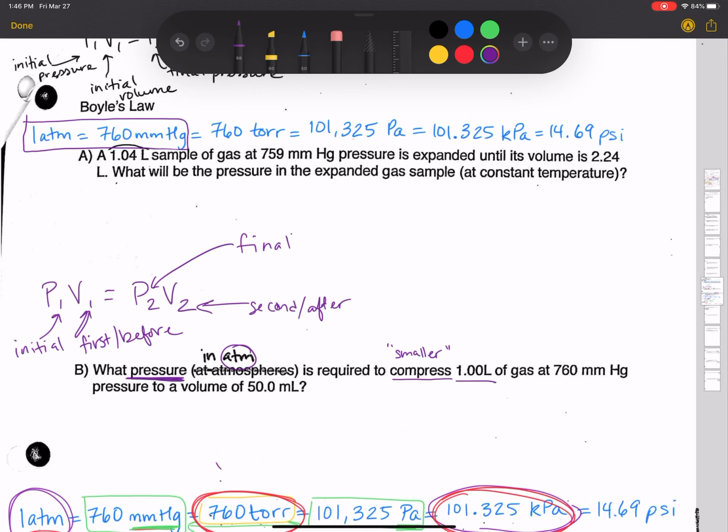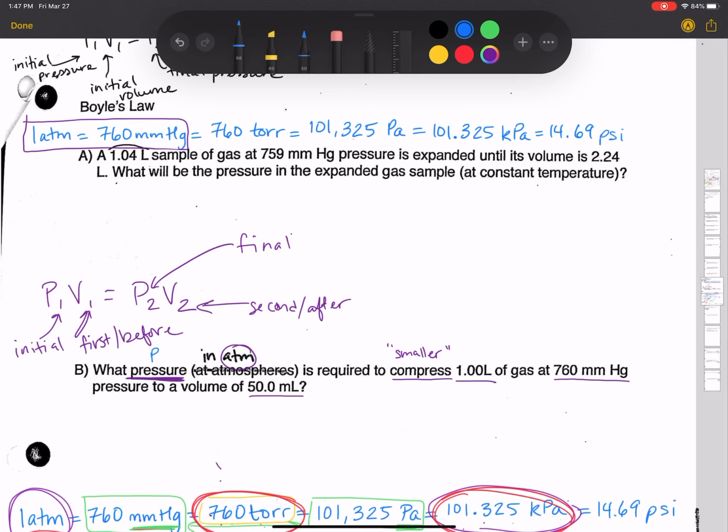1.00 liters of gas at 760 millimeters mercury pressure to a volume of 50.0 milliliters. Notice the first thing I do is underline all my variables by finding my values and their units. I know I'm looking for pressure because it says what pressure in ATM. So I'm going to identify that I need to search for P. At the moment, I don't know if it's P1 or P2. I can take care of that as my last step.